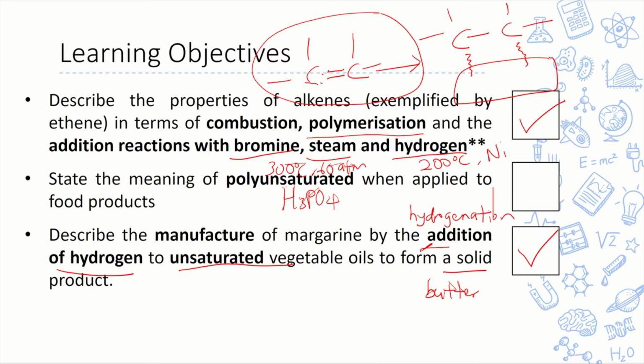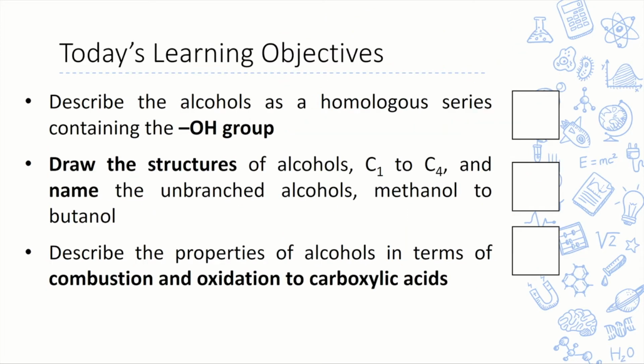Vegetable oils are very long chain. In fact, this long chain contains many CC double bonds. So when they contain more than one CC double bond, we call them polyunsaturated. So poly stands for many.